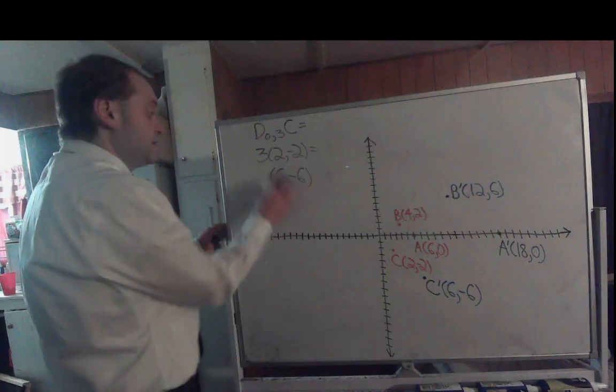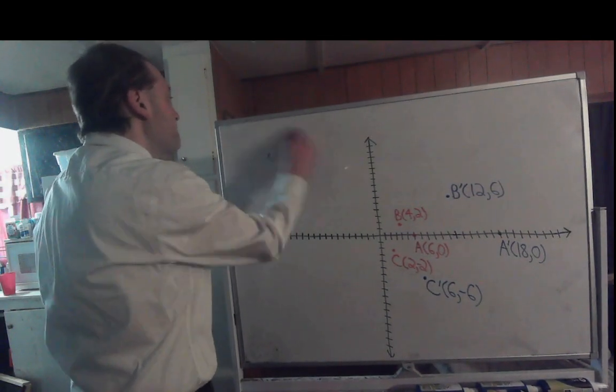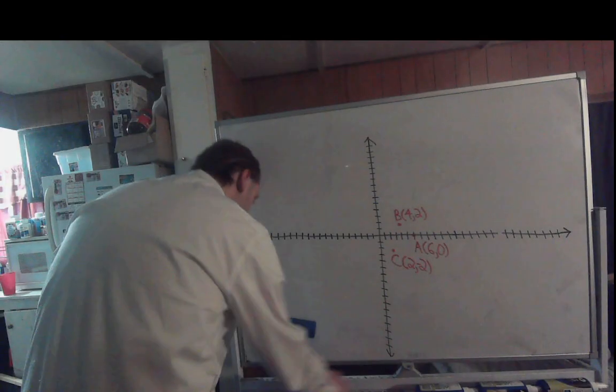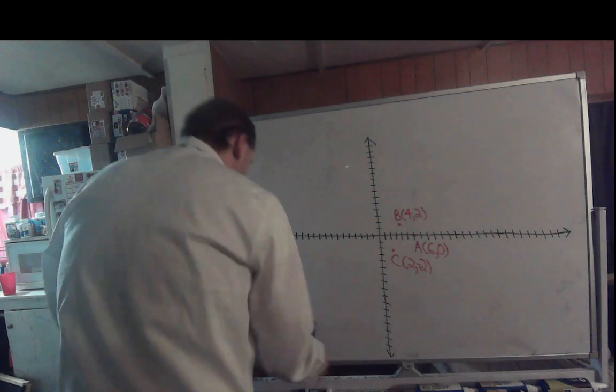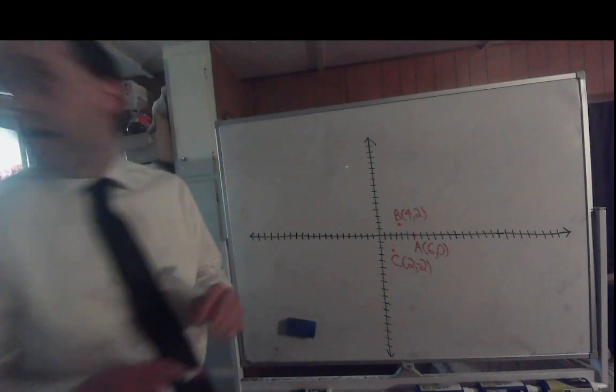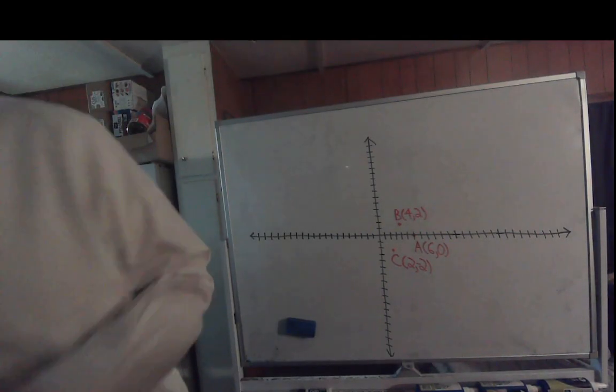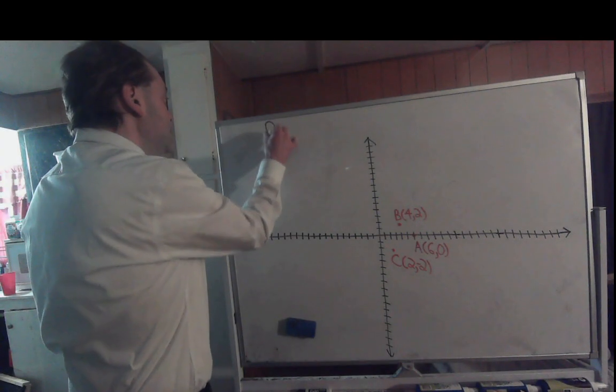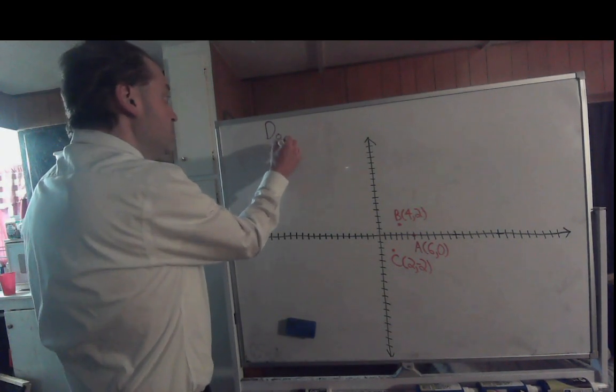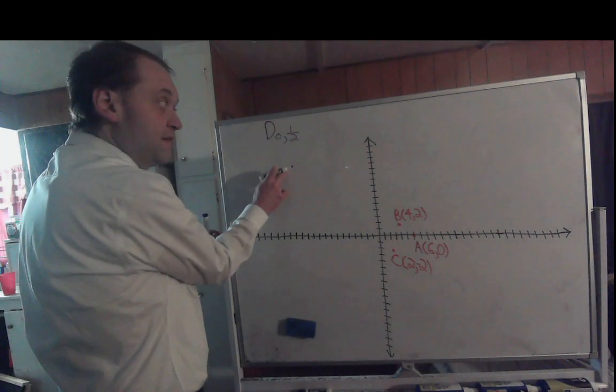All right, let's do about 4 more of these. Keep up our original points, but get rid of the images. All right, so this time we have a good one. We are going to dilate through the origin with a scale factor of 1/2 at point A.